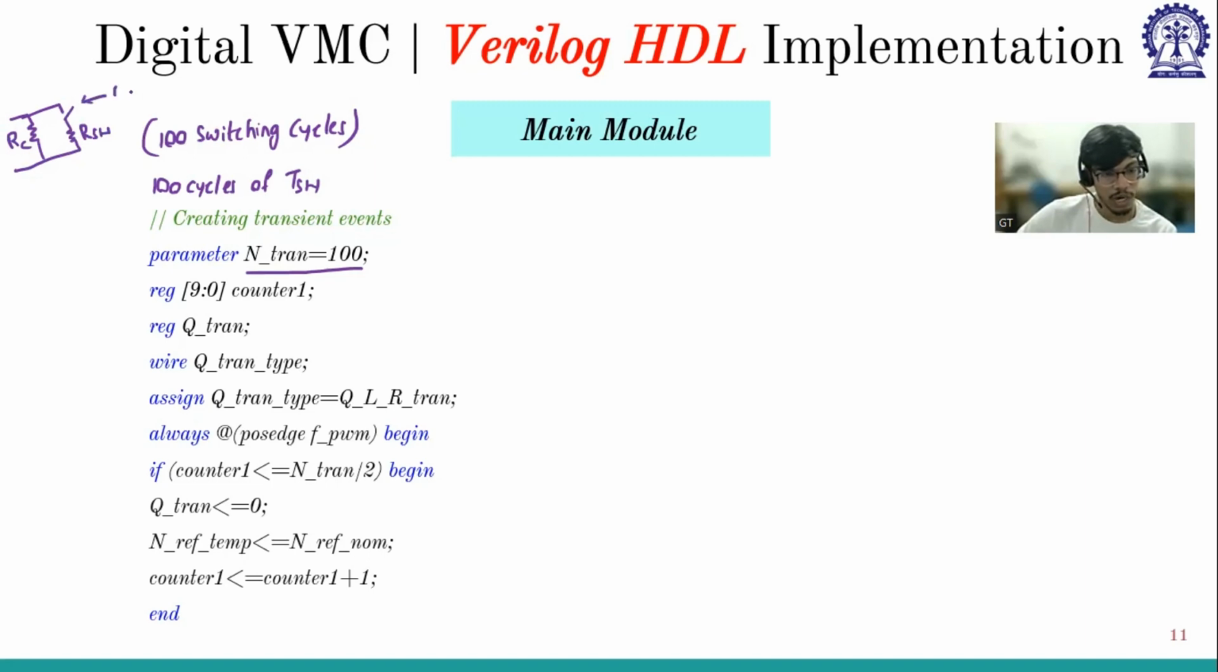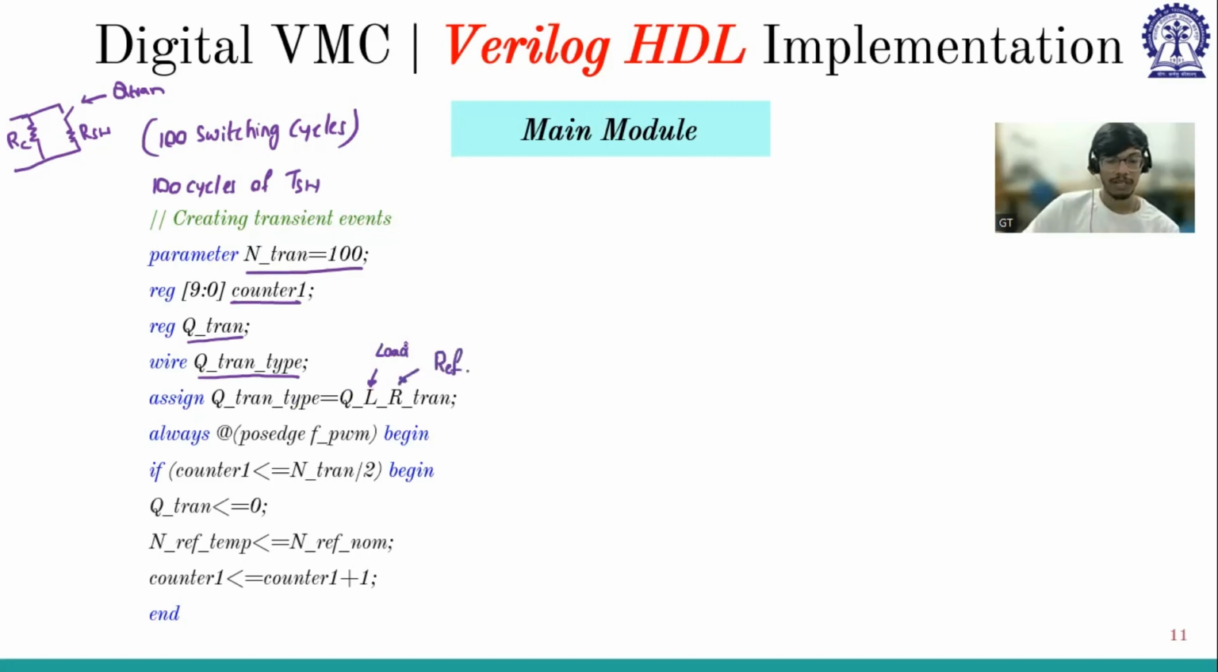We have to generate this Qtran, right? Whenever this transient is 1, then it becomes shorted and R switch will come in parallel with RC. The effective resistance will be low, so current will be high. And whenever it is open, then the current will be low. In order to generate this, every time we get a switching clock, we use a counter. SAR has named it counter 1, and some reg Qtran and wire Qtran type. Qtran type is QLR tran.